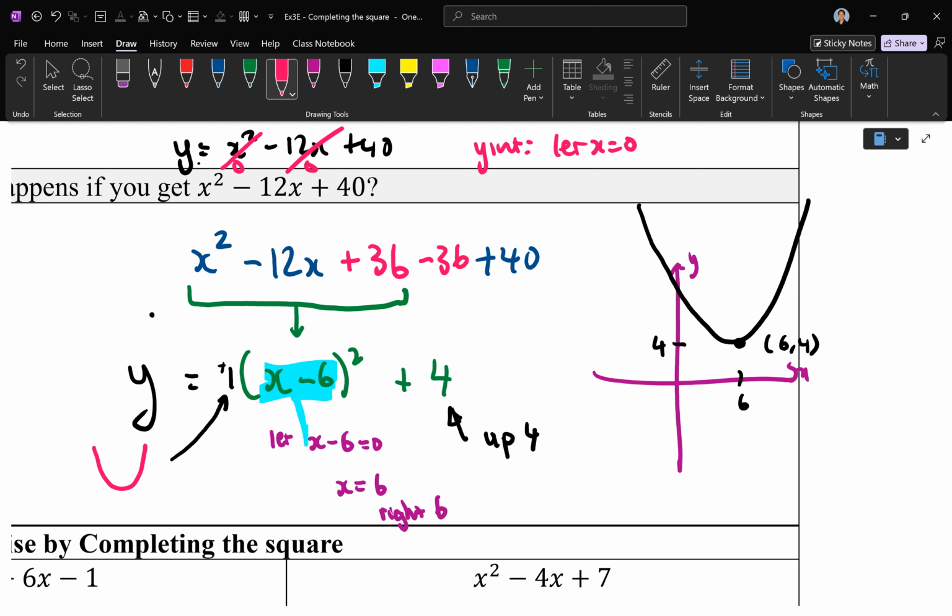This equation is good for the turning point. This equation is beautiful for the y-intercept. X-intercept, well, there's no point. We can already tell there's none. So from here, if I were to sketch this properly: (0, 40), turning point labeled (6, 4). That's 3 marks.